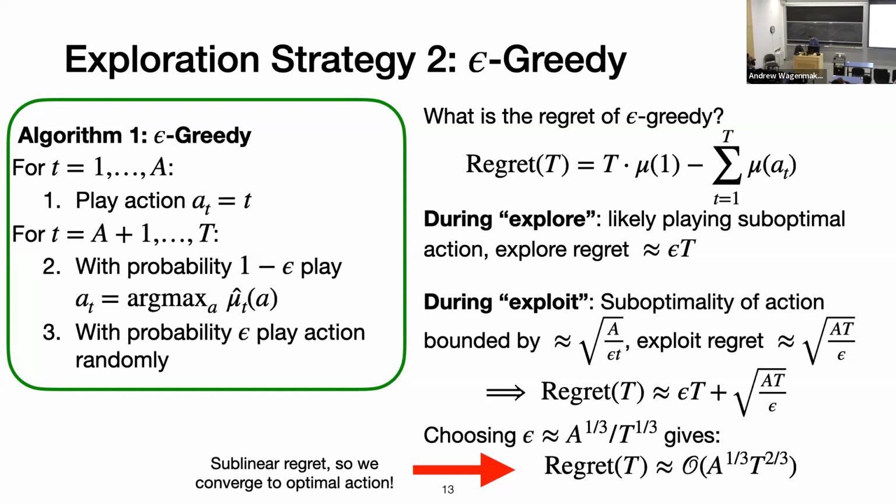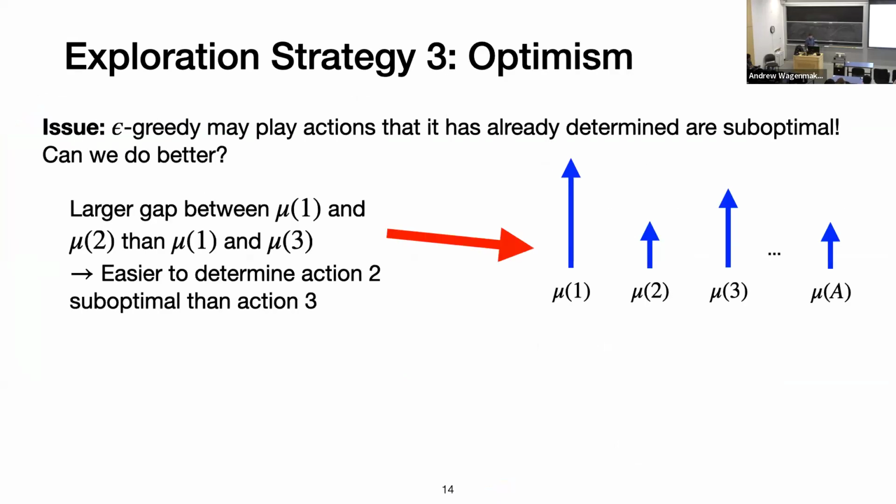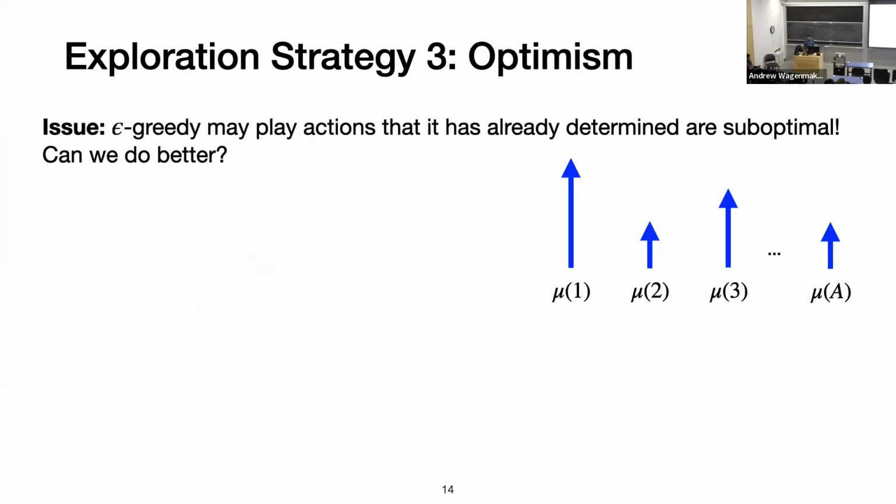So this is good in that we get sublinear regret, but you might see one problem with this, which is the following. Say these are my arm means. It's easier to tell that arm 2 is worse than arm 1 than it is to tell that arm 3 is worse than arm 1.